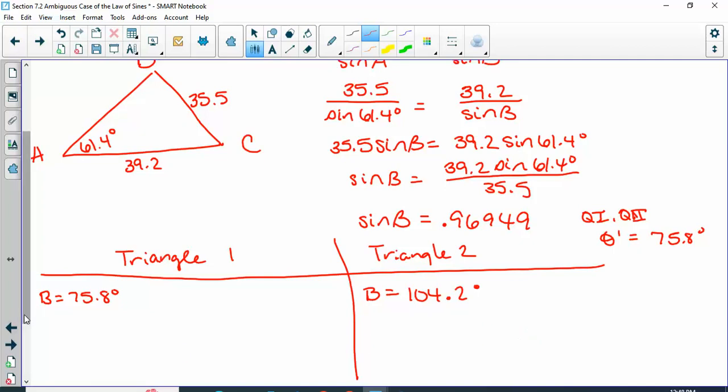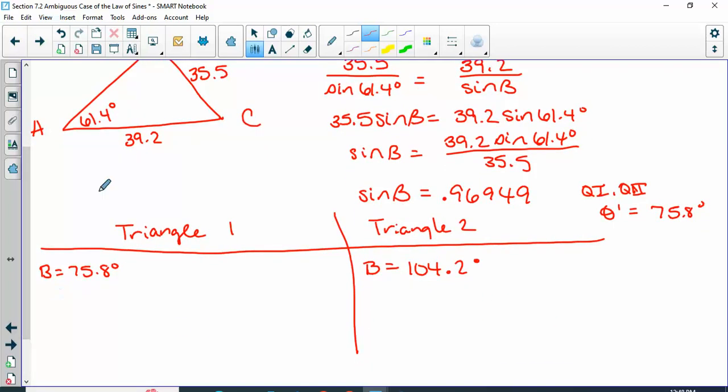Alright, let's finish triangle 1. We have angle A, we now have angle B, how would we get angle C? 180 minus the 75.8 minus the 61.4, and angle C is 42.8 degrees. But I also have to get side c. How am I going to do that? Use side a to find side c. I'll have to go back to the law of sines.